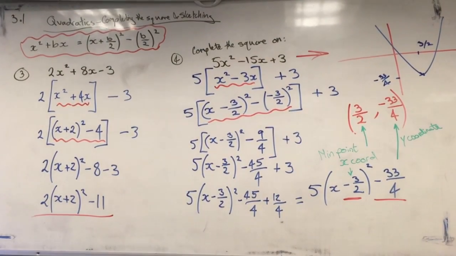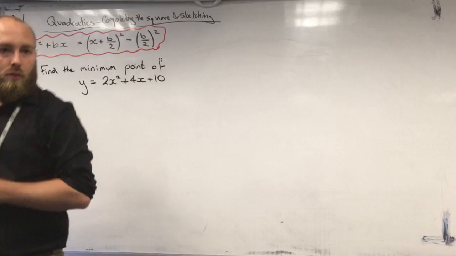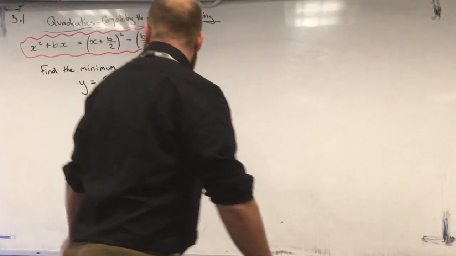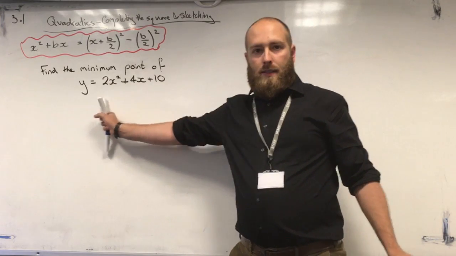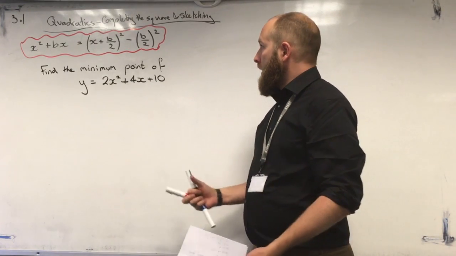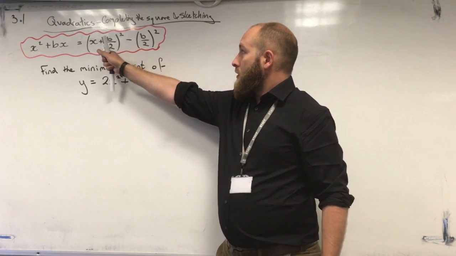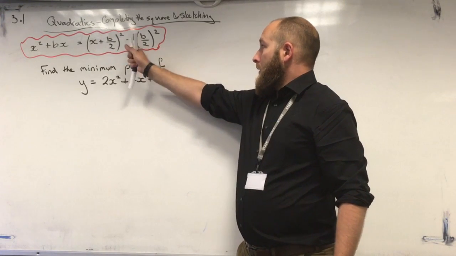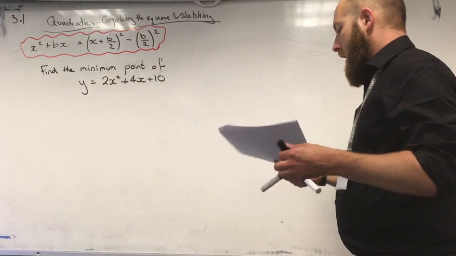Right, let's try some more of those, trying to find these minimum points. So do you guys want to pause the video and try and find out what the coordinates of the minimum point of this quadratic are? So you need to complete the square, and then when it's in this form, you can read off the minimum x value, which is sign change, and the minimum y value with the sign as it is. And I'll go through that one now.